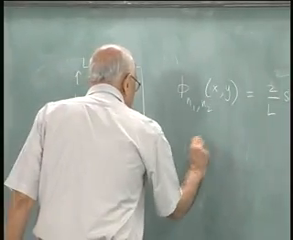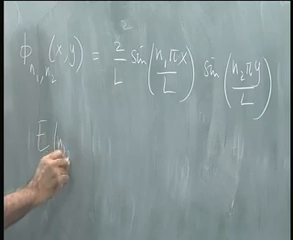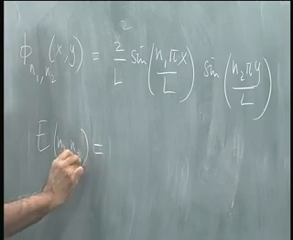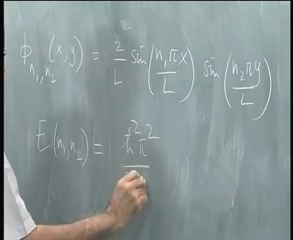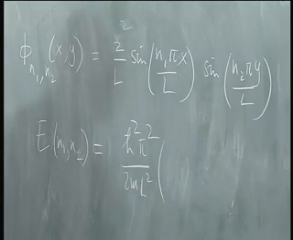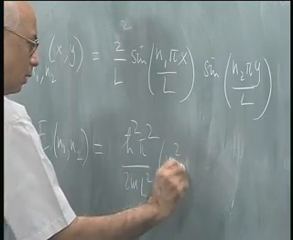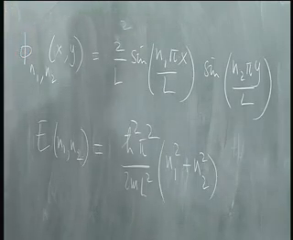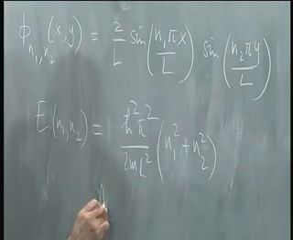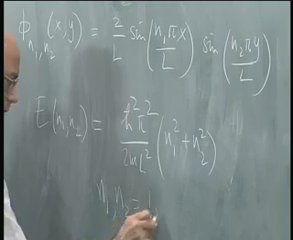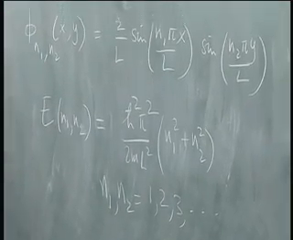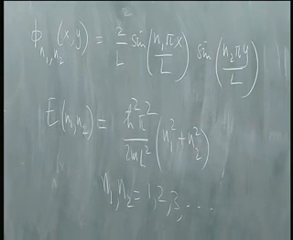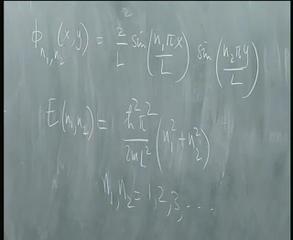And what would the energies be? E is now a function of n1 n2. It is h cross squared pi squared over 2m L squared times of course n1 squared plus n2 squared. Those would be the wave functions. There is Cartesian symmetry between the interchange of x and y, so they look exactly the same.